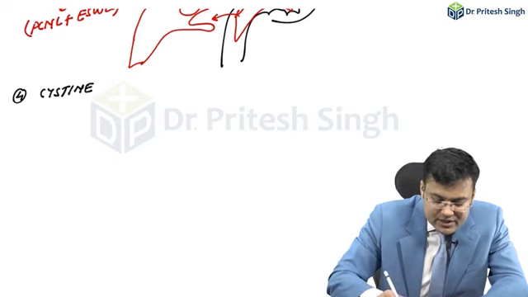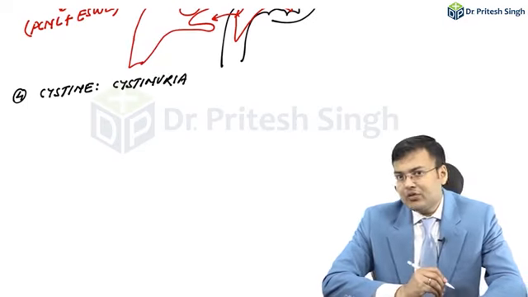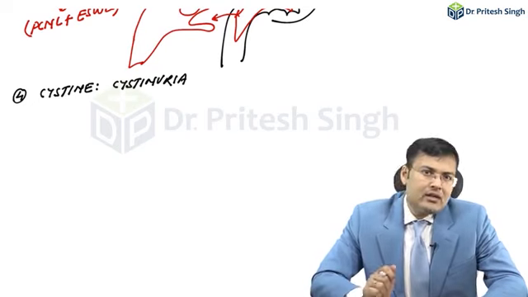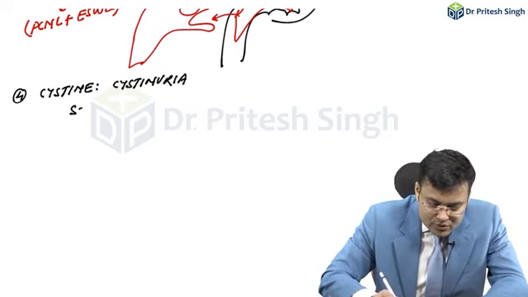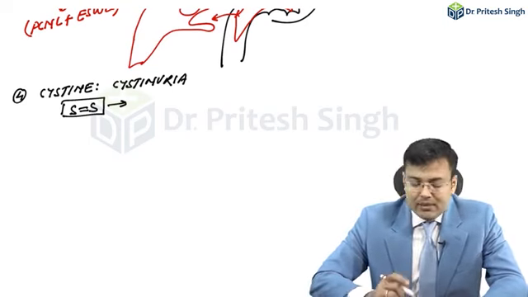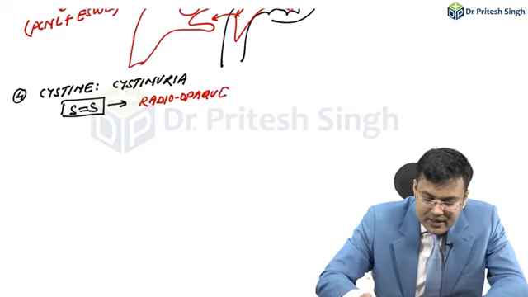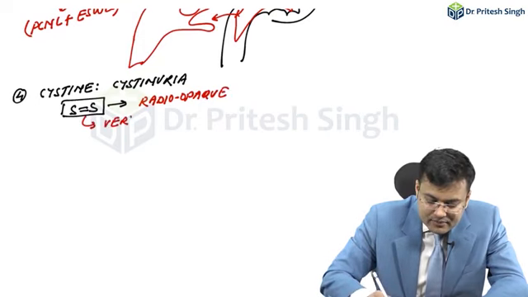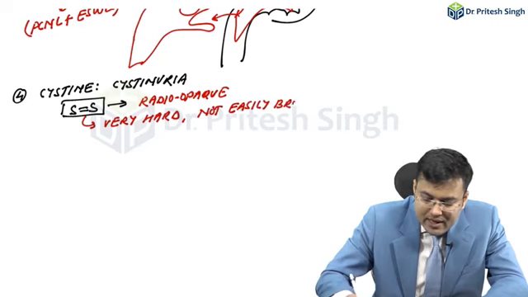Now see, the composition is cystine. It is seen in cystinuria. I told you, if in the stone there is calcium, it's radio opaque usually. Here, what is the problem? There is no calcium, but there is a bond, that is double sulfur bond. So in this stone there is double sulfur bond, and because of this double sulfur bond, this is what? Radio opaque. Second, it's very hard, not easily broken by ESWL.